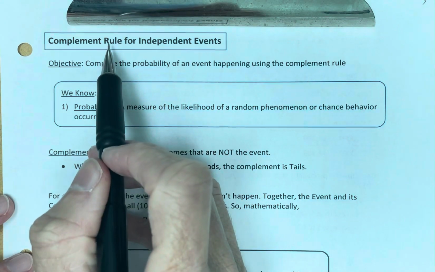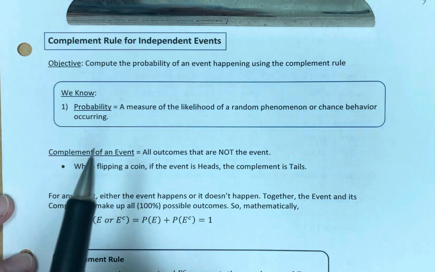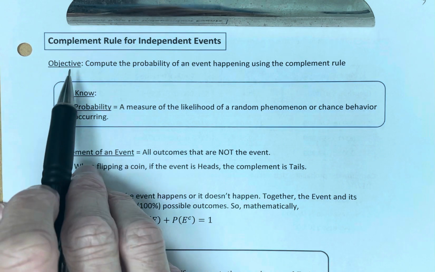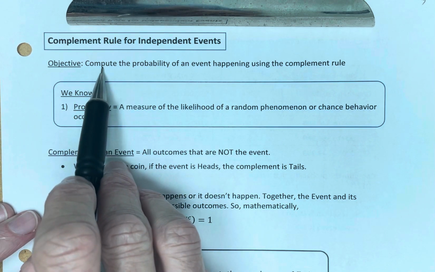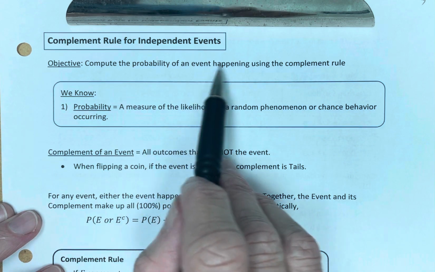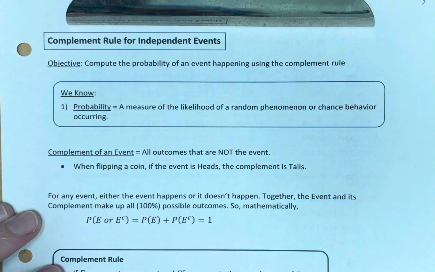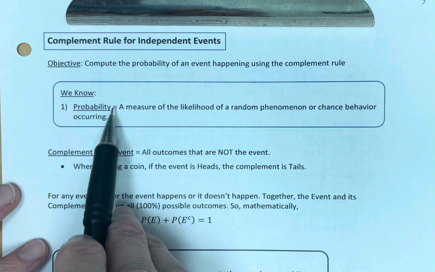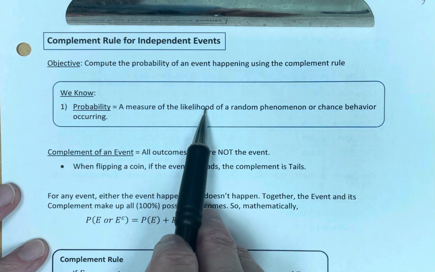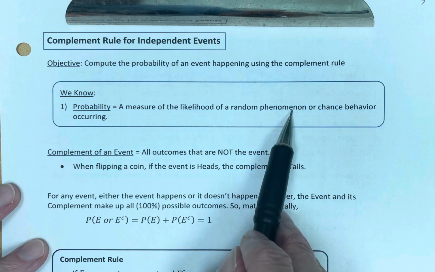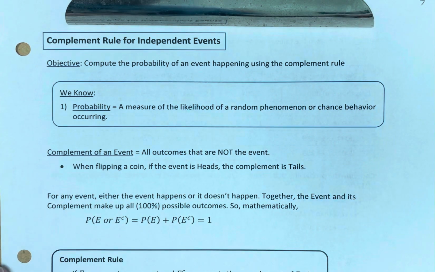The complement rule for independent events. Our objective: we want to compute the probability of an event happening using the complement rule. Let's remind ourselves the definition of probability: a measure of the likelihood of a random phenomenon or chance behavior occurring.